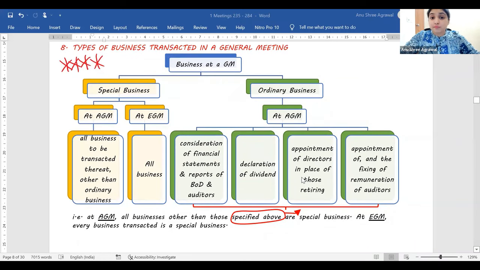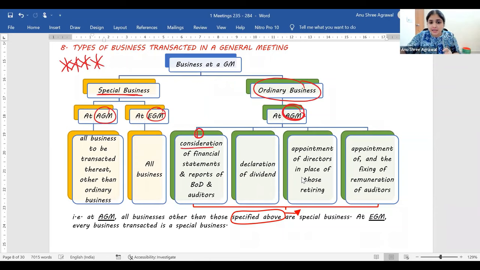The different kinds of businesses which are discussed in the meeting: special business, ordinary business. Special business can be done in any meeting, AGM also, EGM also. But ordinary business can be done only in the AGM. Now, what are these ordinary businesses? We have four ordinary businesses.